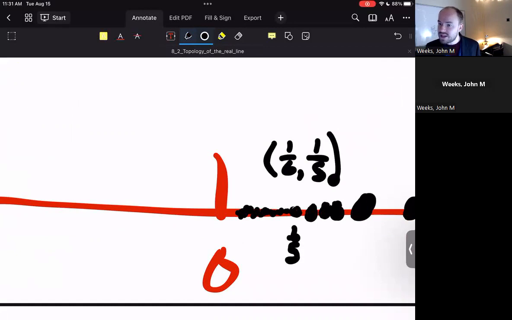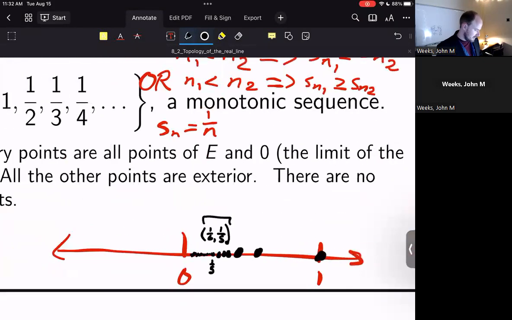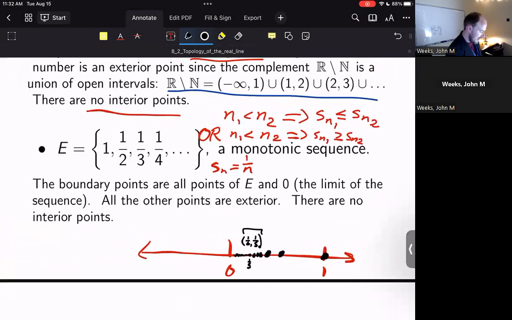Well, what about 1/5 itself? Well, any epsilon neighborhood around 1/5 is going to contain a point inside of the set, containing 1/6 to 1/5. But it's also going to contain 1/5, so it ends up being a boundary point instead. So that's why every point inside of this is going to be a boundary point. Every point inside of E is a boundary point.